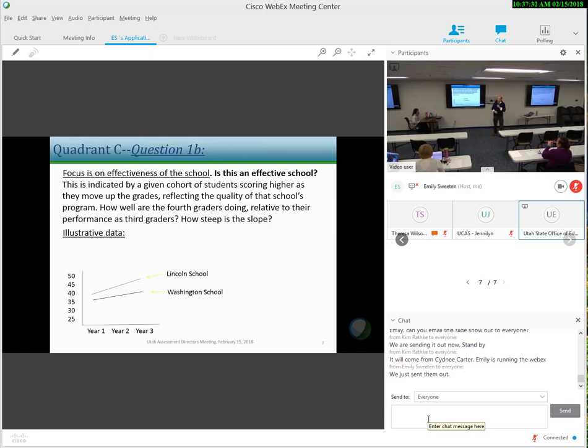Right, so this is at the school level. Is this an effective school? Given where the kids are at, you would say it looks like Lincoln is a better or more effective school than Washington. Kids are on a steeper trajectory.